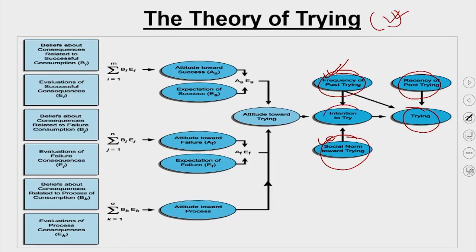And so, this is called intention to try. The intention to try will lead to trying. So, intention to try is actually influenced by frequency of past trying and social norms. And trying is also influenced by recency of trying. Now, the intention to try, in terms of the theory of trying, is the behavioral intention. This behavioral intention is composed of three parts.